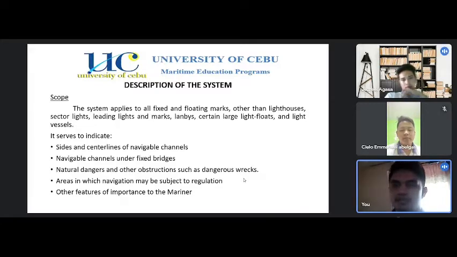It serves to indicate the sides and center lines of navigable channels under fixed bridges, natural dangers and other obstructions such as dangerous wrecks, areas in which navigation may be subject to regulation, and other features of importance to the mariner. Next, please.